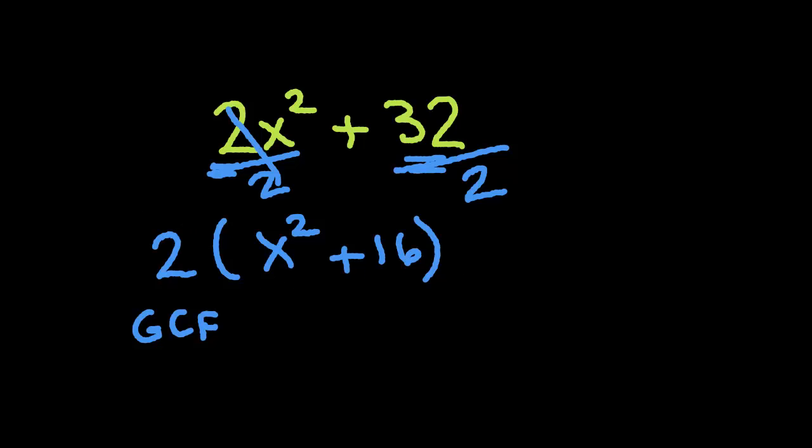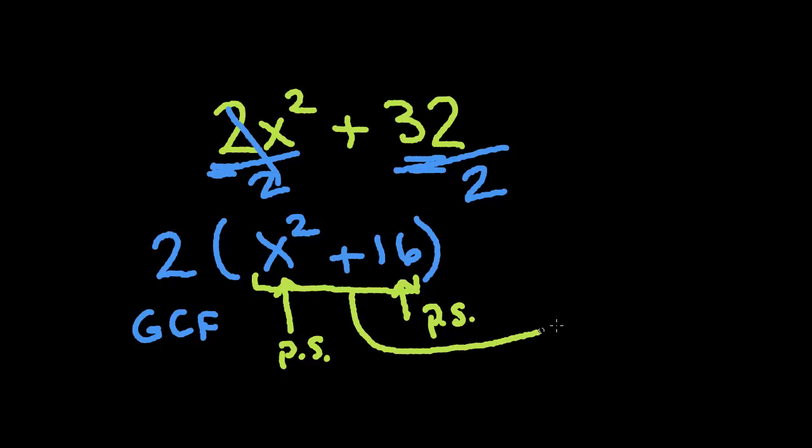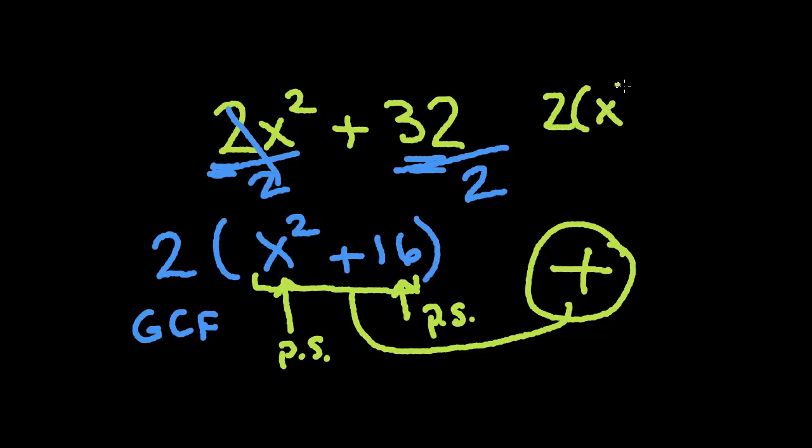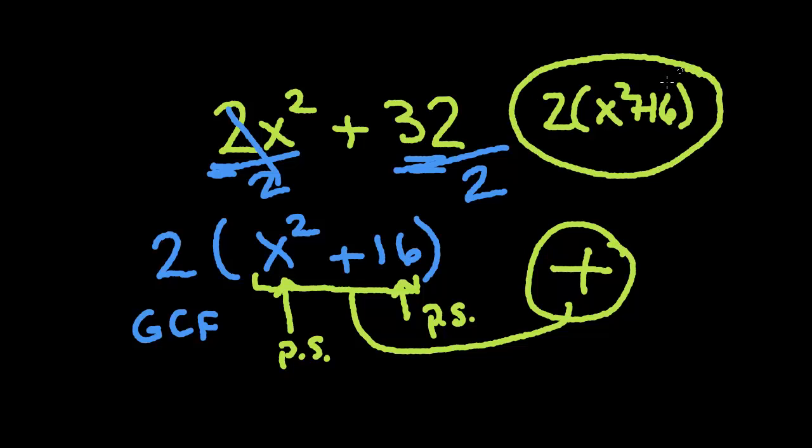Now if I look at what's left here, I want to double check that this piece here is factorable. And if you notice, this is a perfect square, and this is a perfect square, but this is a plus. And our little trick that we talked about a moment ago only works when there is a minus between the two perfect squares. So we cannot factor this any further. So this would be our final answer, 2 times x squared plus 16. The only thing we can do is factor out that GCF.